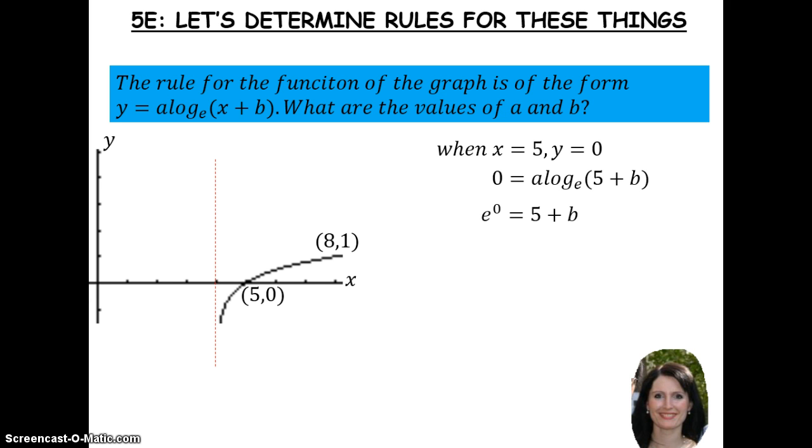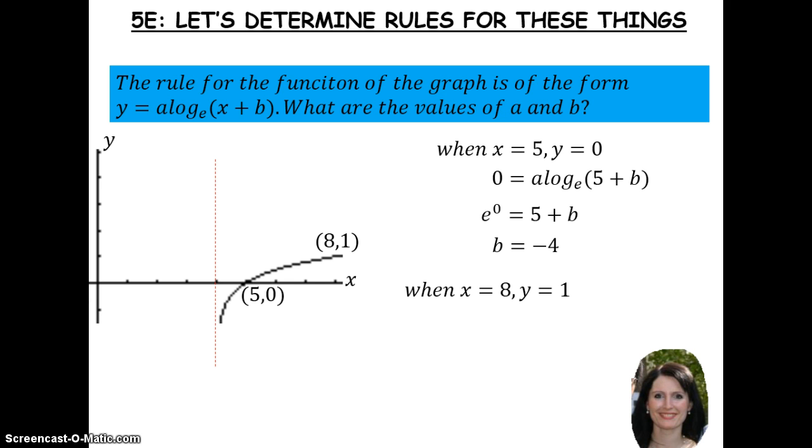e to the power of 0 equals 5 plus b. Remember that when I've got the log with a base, I can take that base out and put it to the power of whatever is on the other side of the equal sign. So therefore, 1 equals 5 plus b, and b equals negative 4.